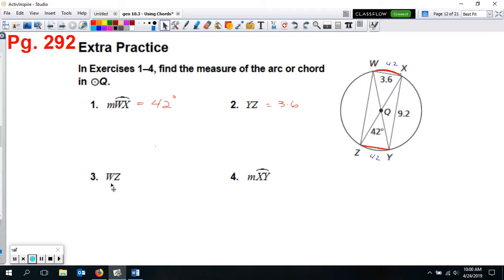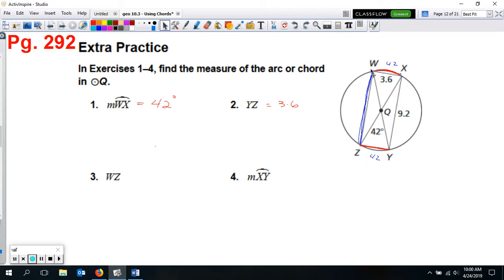And then number 3, we're looking for the length of WZ. So WZ is this length right here. And for this one, we do know the length of X to Y. Now, is that the same thing as W to Z? Well, let's see. We have, again, this central angle on this side is going to be congruent to the central angle on the other side because of vertical angles. So that means that this central angle is going to be the same measure as this arc from X to Y.